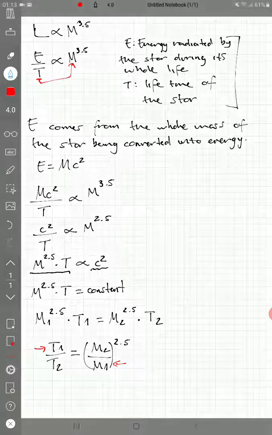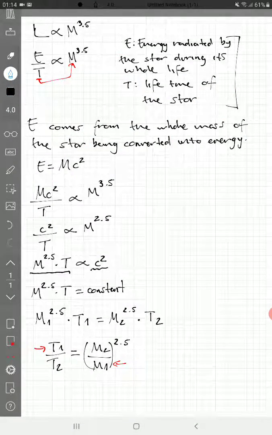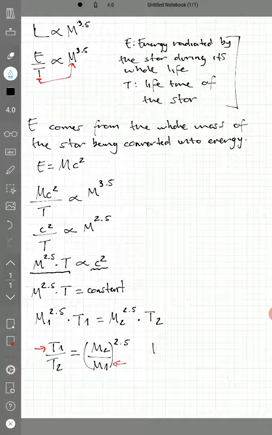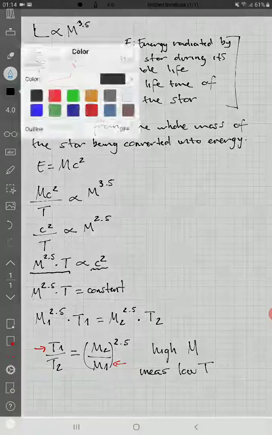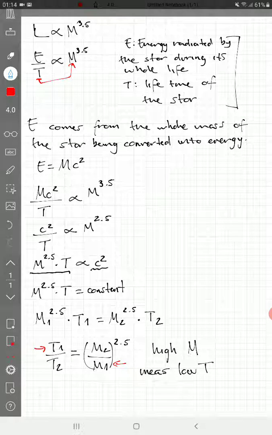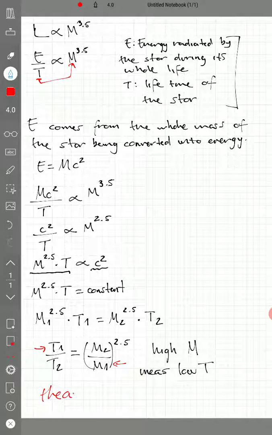So long story short, what that is telling you is that a high mass means a low T. So if you wanted to put it in more dramatic terms, you can say heavy stars die young, which is very sad for them, but it's just what it is.